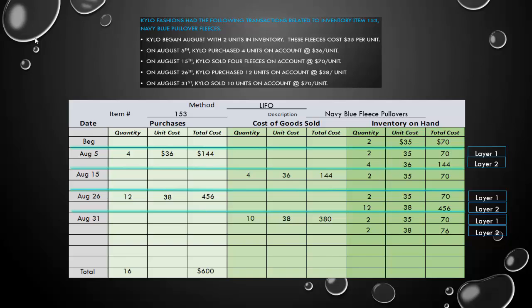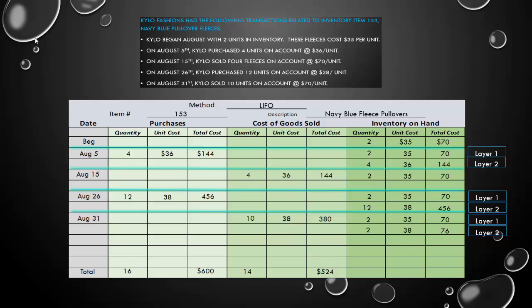For cost of goods sold, we sold 4 units on August 15th. We sold an additional 10 units on August 31st, which means we sold 14 pullovers during the period. Our cost of goods sold recorded on the 15th was $144. On August 31st, we sold another $380 as our recorded cost of goods sold, which means we're going to have a total cost of goods sold for this inventory item during the period of $524.